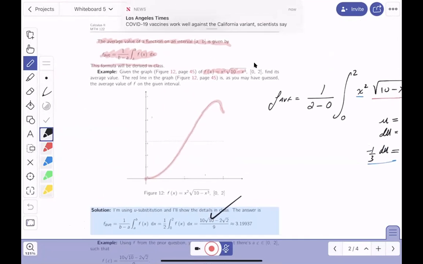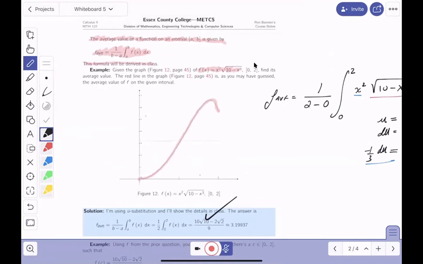So it says, given the graph, find its average value. I did that. The red line in the graph is, as you may have guessed, the average value. Oh, they tell me this is the average value. So let's write this down. So this over here is y equal 10 root 10 minus 2 root 2 over 9. By the way, if you want to take a computer out and do the computation, this is roughly 3.2.